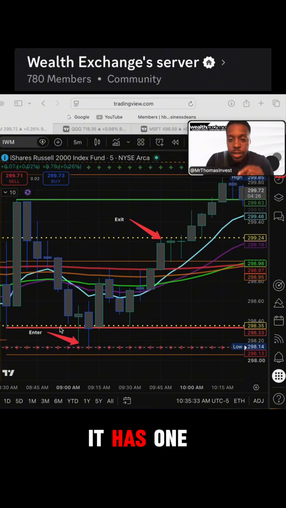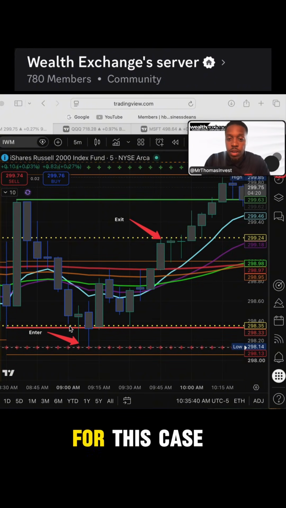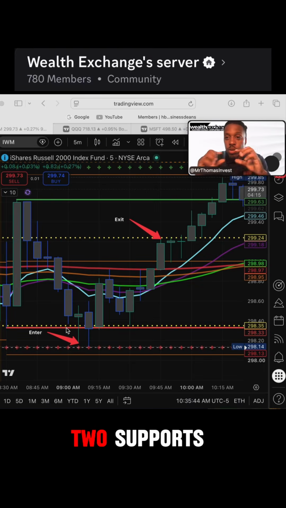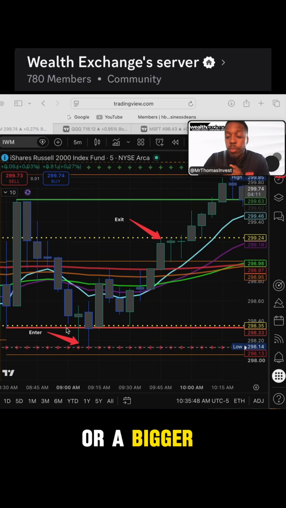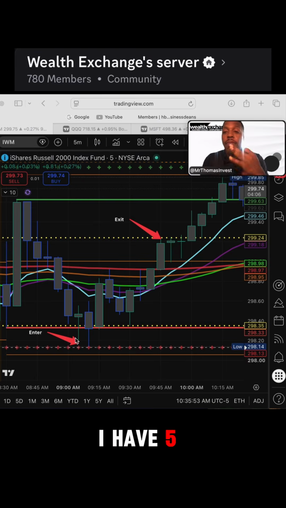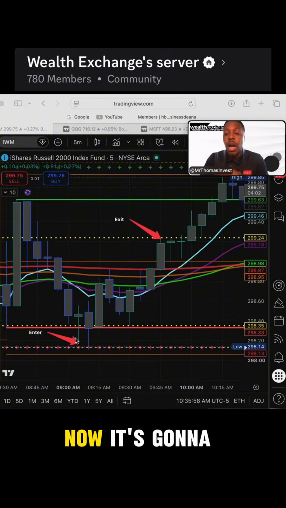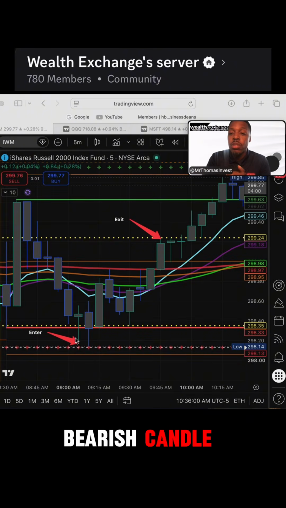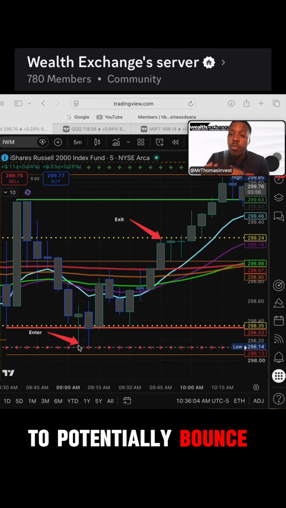Right, so if it has one support, it could potentially bounce. What if I have two supports? For instance, I got a pre-market low and an ORB low. Because I have two supports, it's going to need more volume or a bigger bearish candle to break through. Now, what if I have three, I have four, I have five? I have five supports, specifically from higher time frames. Now it's going to need a big bearish candle. And if it doesn't have that big bearish candle, then it's going to potentially bounce up.